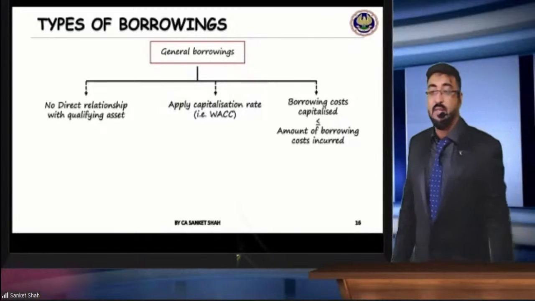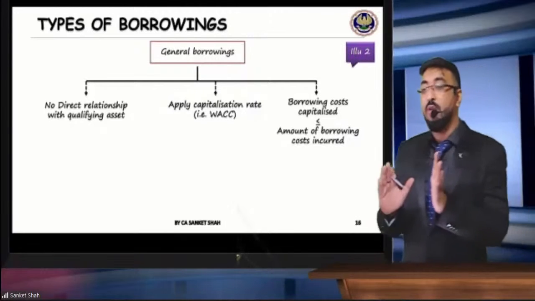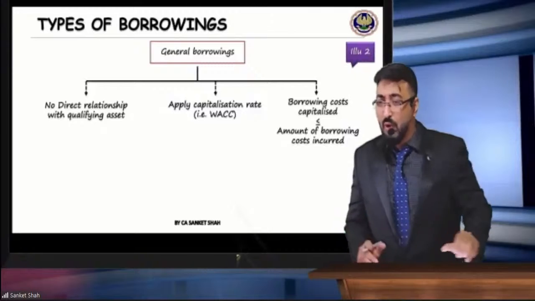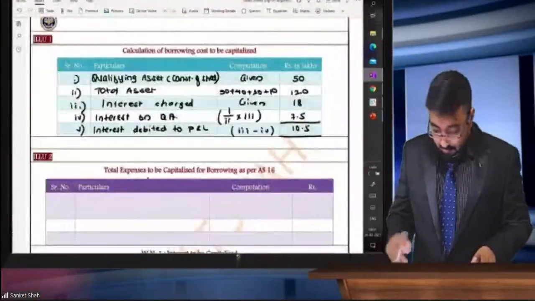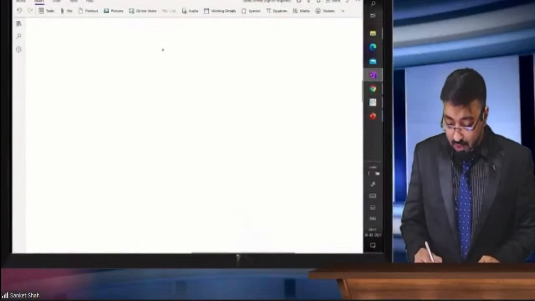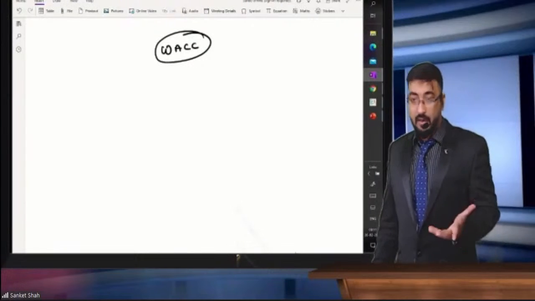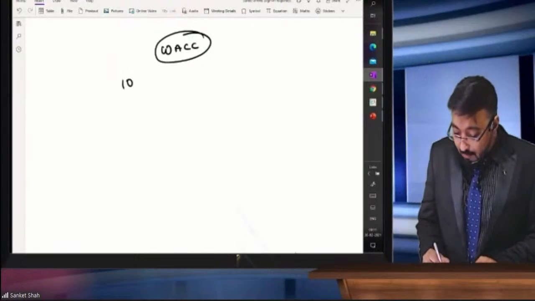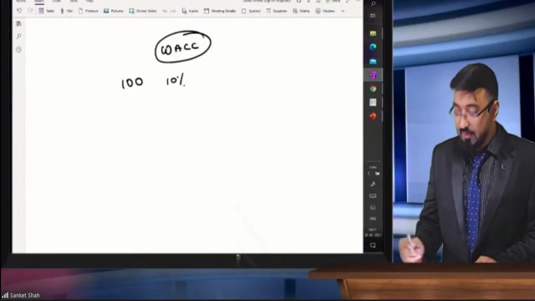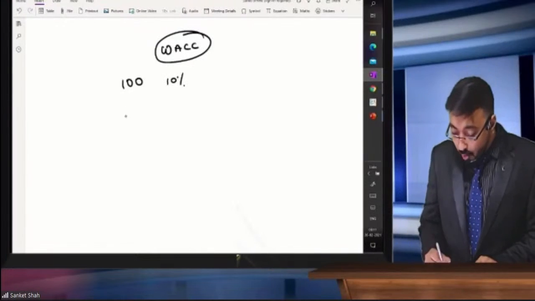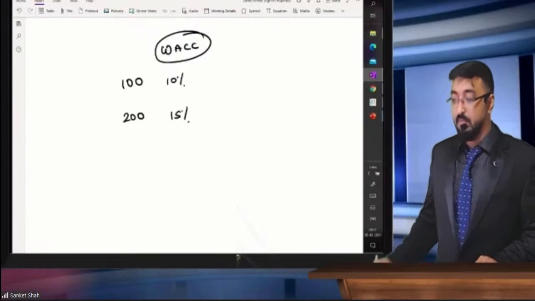So general borrowings, yes. On this, we are going to solve the question. Now, weighted average cost of capital, I will explain it within 1 minute. Okay, so what is weighted average cost of capital? Why is it weighted average? Remember, suppose I borrowed 100 rupees at the rate of 10%, and I borrowed 200 rupees at the rate of 15%.